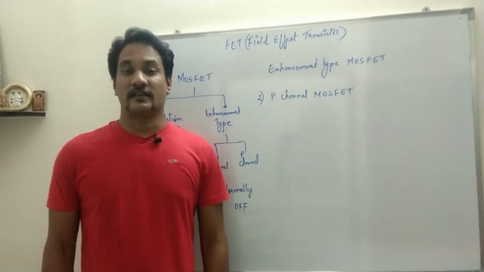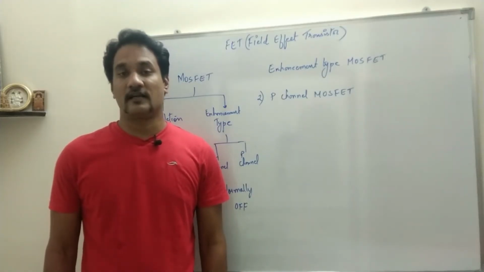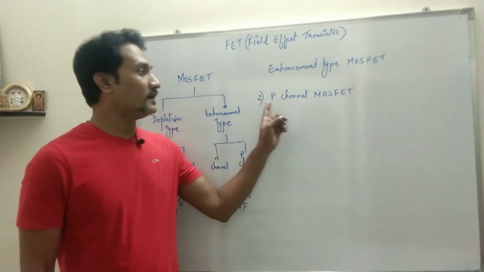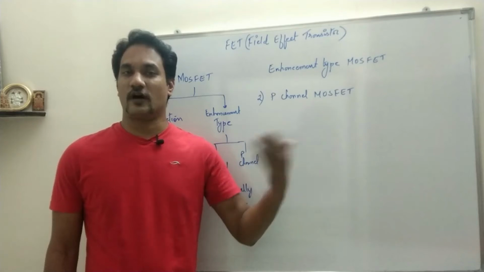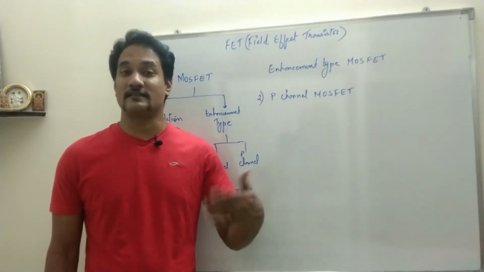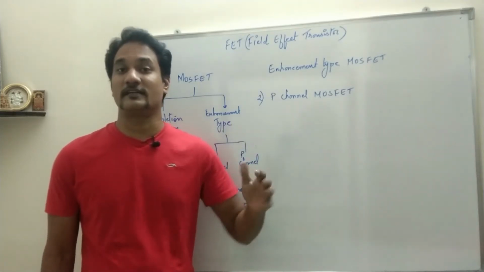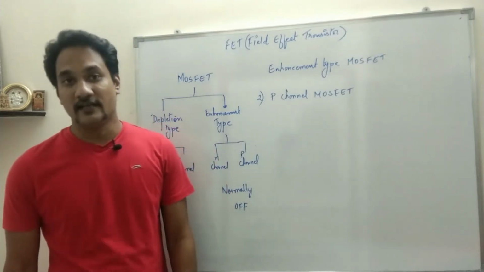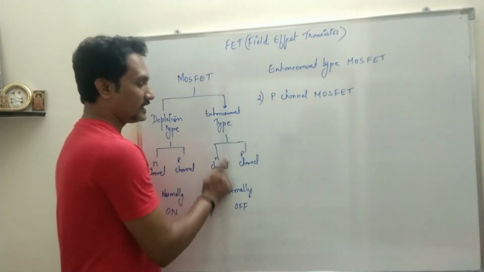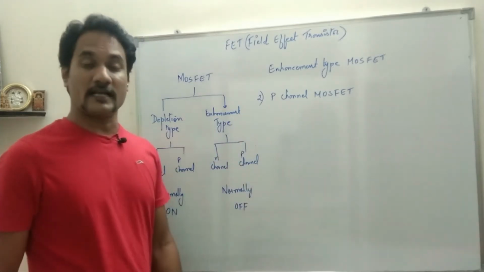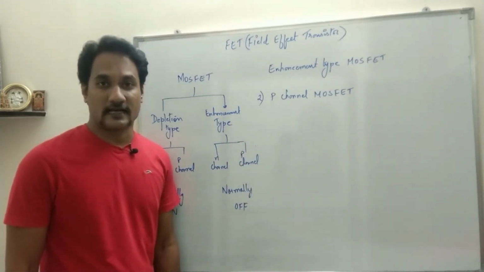Hello students, next we will try to understand the construction and working of the P-channel MOSFET, which will be almost exactly similar to the N-channel MOSFET, the construction and working part. Only the difference will be the types of semiconductor will change. Okay, so now we are going into the enhancement type P-channel MOSFET and try to understand its electrical characteristics.